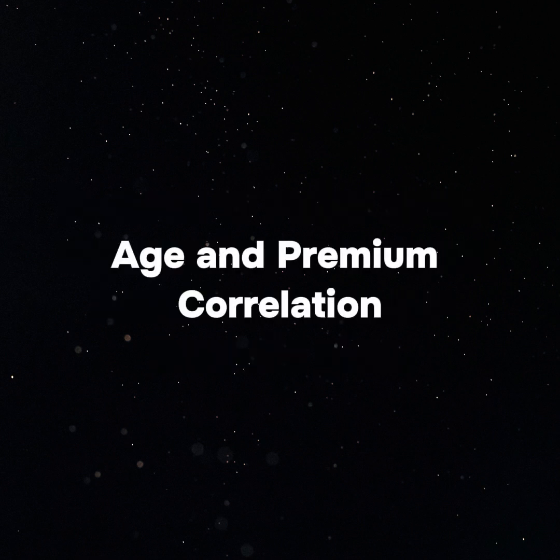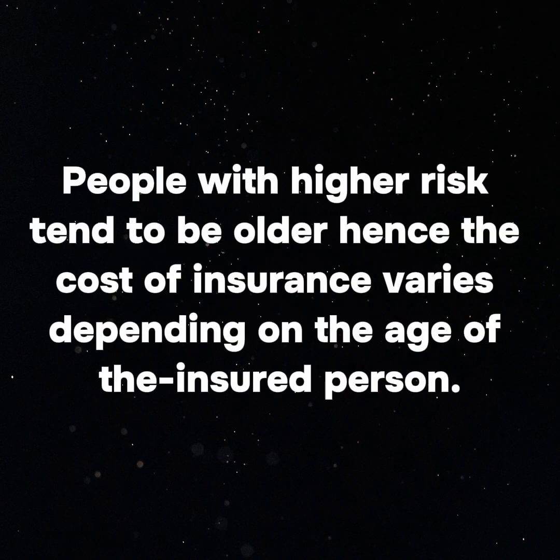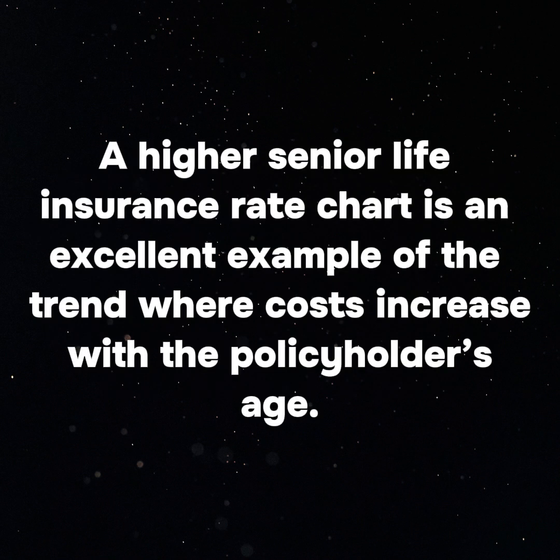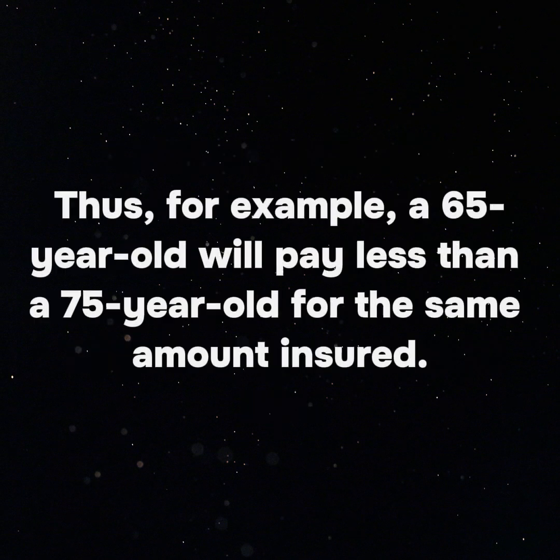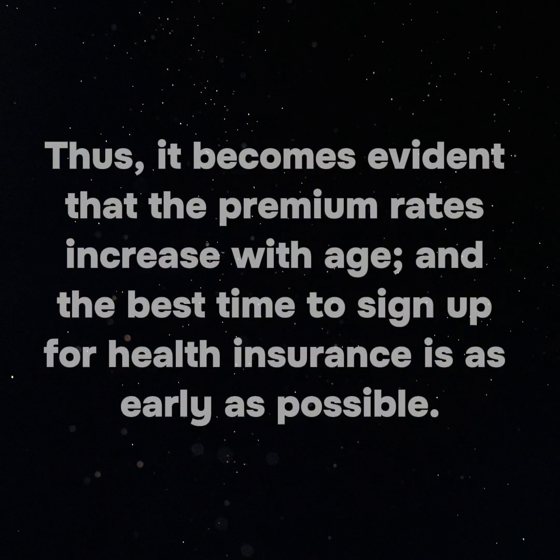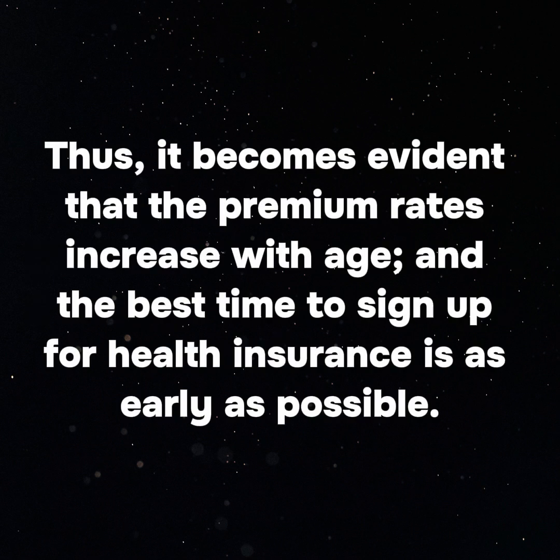Age and premium correlation. People with higher risk tend to be older, hence the cost of insurance varies depending on the age of the insured person. A higher senior life insurance rate chart is an excellent example of the trend where costs increase with the policyholder's age. Thus, for example, a 65-year-old will pay less than a 75-year-old for the same amount insured. Thus, it becomes evident that the premium rates increase with age, and the best time to sign up for health insurance is as early as possible.